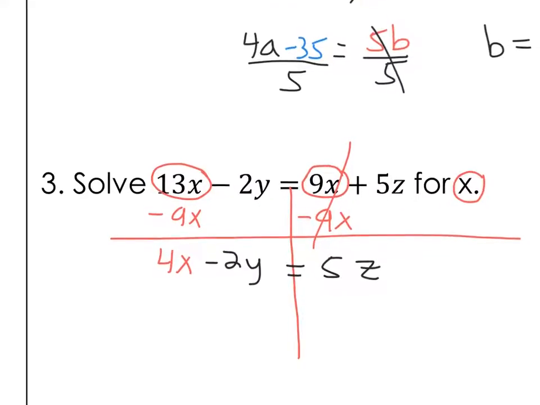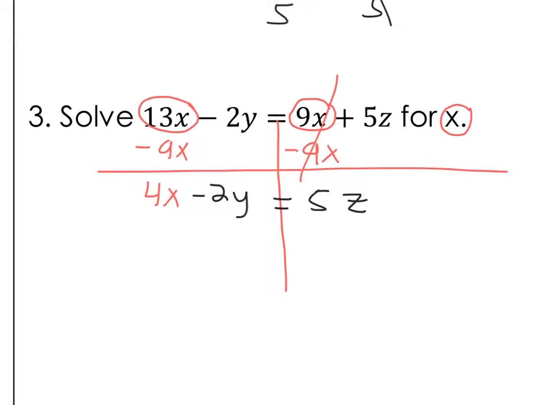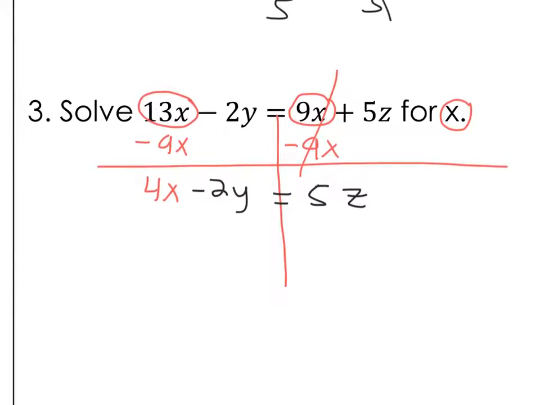All right, very good. Two more steps. First thing we need to do is get rid of this minus 2y to the other side, and then we're going to divide by 4. So in order to get rid of minus 2y, we need to do the opposite and add 2y to the left side, add 2y to the right side.